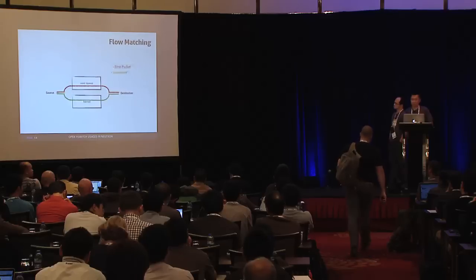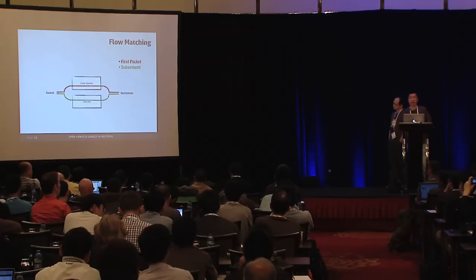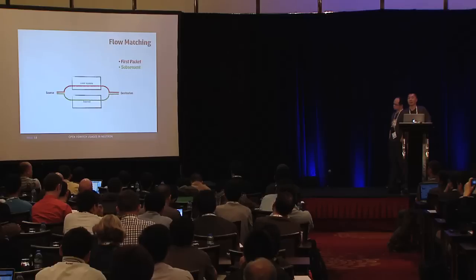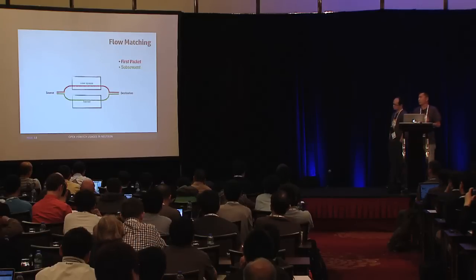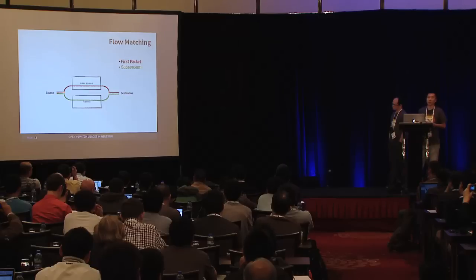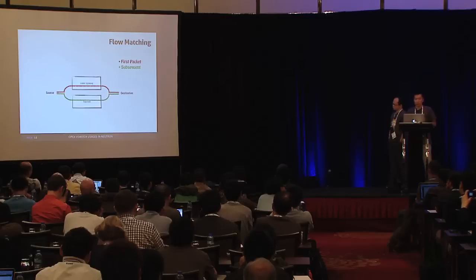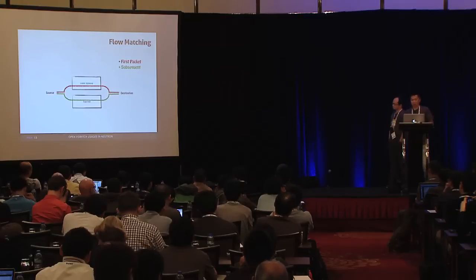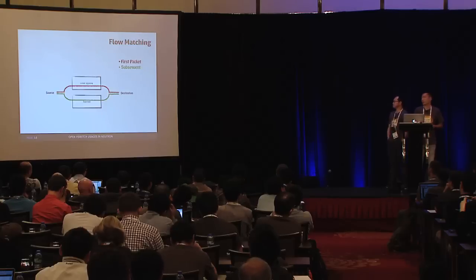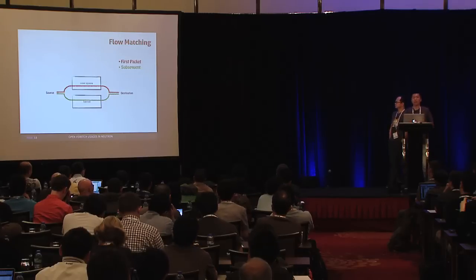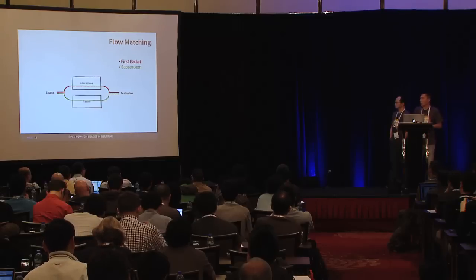So the next problem is flow matching. In OpenvSwitch, the first packet is always a miss or a hit. When it misses the flow, it has to ask vswitchd, which runs in user space. Even when it hits the path, it's still a slow path here. So if we have a lot of short flows, the performance will decrease considerably.